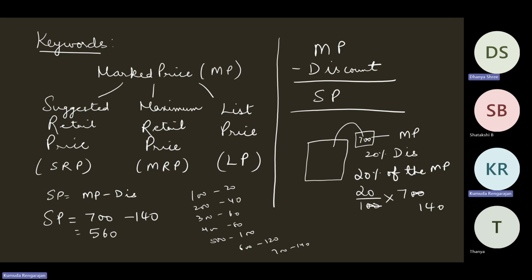So mark price minus discount is the selling price. So selling price will always be less than the marked price, because you're getting a discount, right? So mark price is more, minus discount. So selling price will be lesser than the mark price. Always.